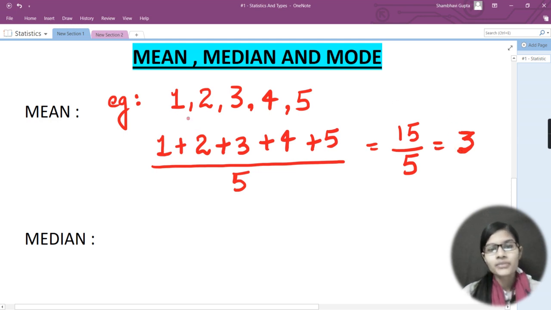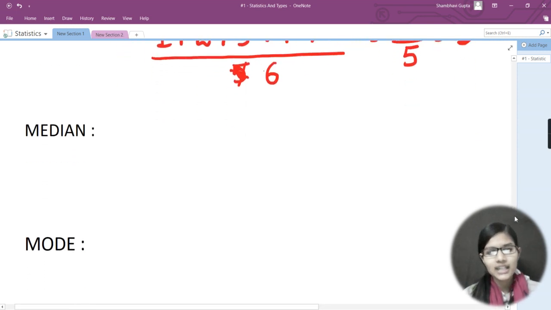Once again I am repeating that whatever numbers are present here, you need to take the summation of all the numbers, that is, I have done 1 plus 2 plus 3 plus 4 plus 5, and then the second thing is that you need to divide by the total count of numbers present here. Let's say we add one more number here, that is 6. So here we will do plus 6, and then we will not divide by 5, we will divide by 6, because the total numbers here are 6. So I hope I made this clear to you, what the mean is and how we calculate it. Now next comes the median.